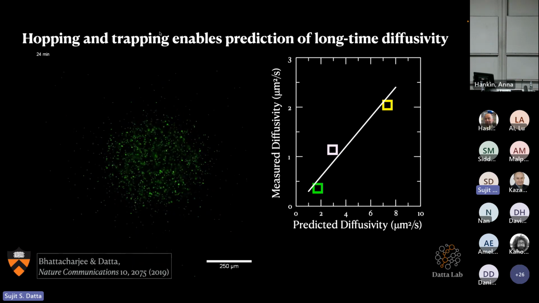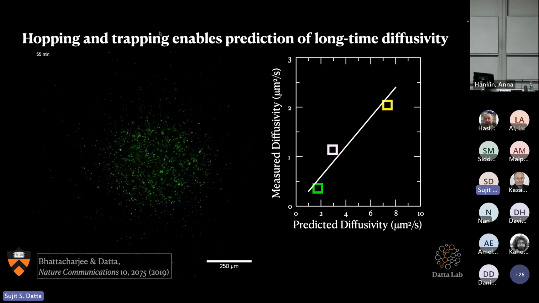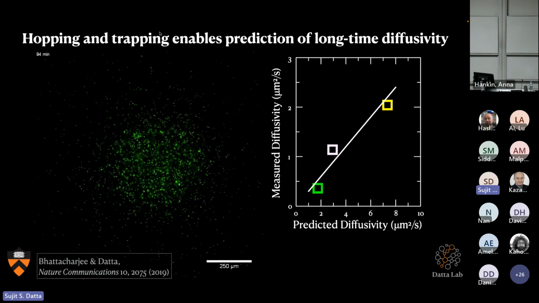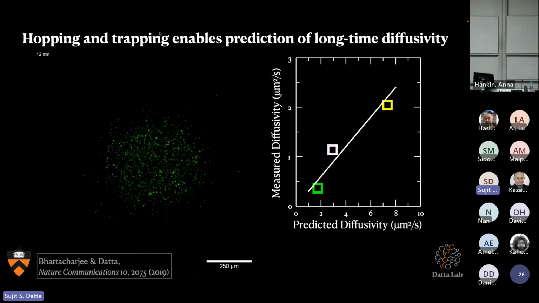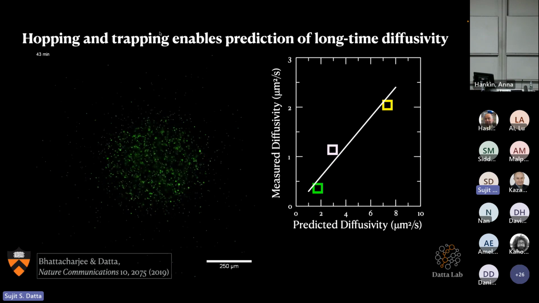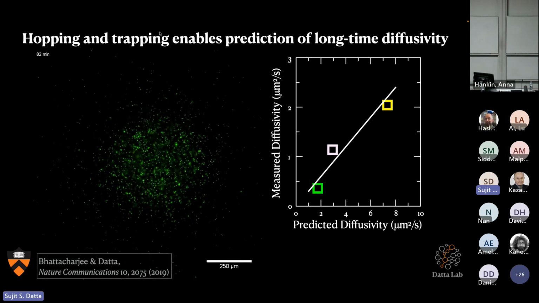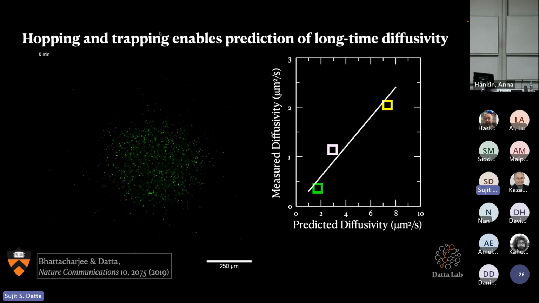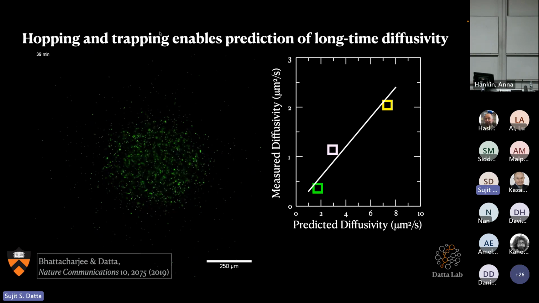Our simplest possible prediction from this hopping and trapping picture, right, is shown on the x-axis here, where we just take the mean hopping length as the characteristic length scale, even though there's a complete distribution of these length scales, and we just take the mean trapping duration as the characteristic time scale, even though there's a power law distribution of these trapping times, and there's a contribution of the hopping duration to this time scale. Nevertheless, in this simplest possible hopping and trapping model, we get good agreement with our experiments within a factor of 3.